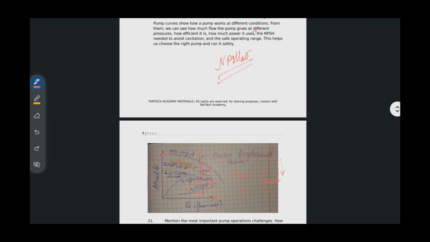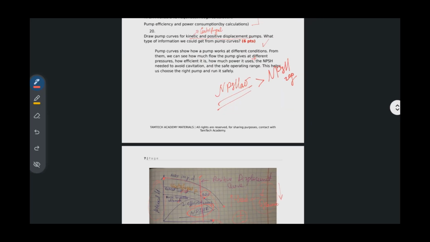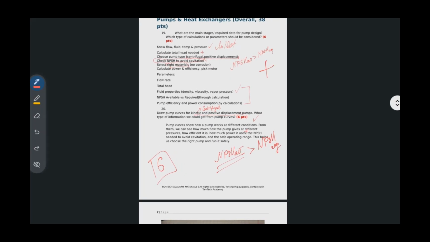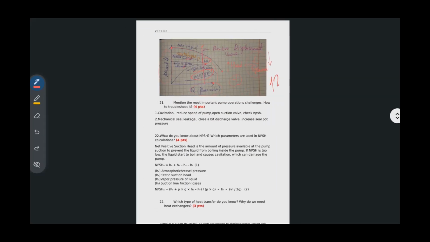So we need to make sure that this is greater than required. Because in this case, we'll be making sure that we don't have any cavitation issue in the pump and it will work properly. That's right. Well done. Overall, this is the 6 points. And from this one, yes, it was also right. 6 points. I write a 12 overall.